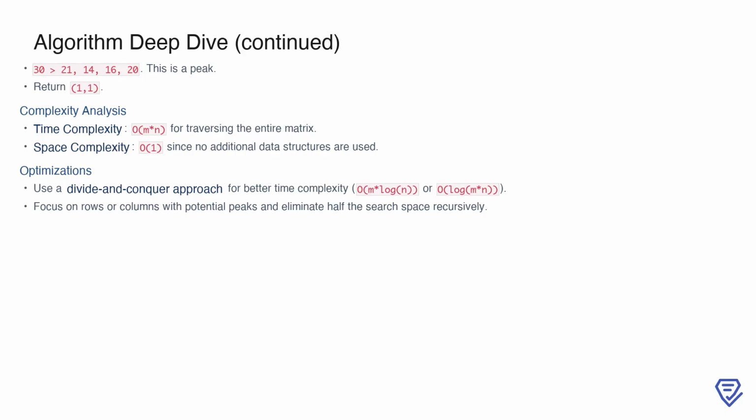To improve efficiency, we can use a divide and conquer strategy. This method reduces the search space by focusing on rows or columns with potential peaks, eliminating half of the remaining possibilities in each step. With this optimization, the time complexity improves significantly to O(m*log n), or even O(log(m*n)), depending on the implementation. This makes the algorithm much more suitable for larger datasets while still guaranteeing the discovery of a peak element.